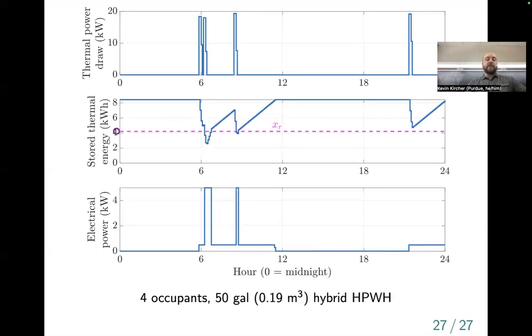Okay, so here's an example of what this looks like. I'm simulating here a hybrid heat pump water heater, so electric resistance plus a vapor compression cycle. On the top plot, we have the thermal power that we are pulling for baths and showers. The middle plot is the stored energy in the tank, and the horizontal dashed line is the minimum acceptable energy. You can see the tank begins fully charged. We start pulling water and the stored energy in the tank begins to drop.